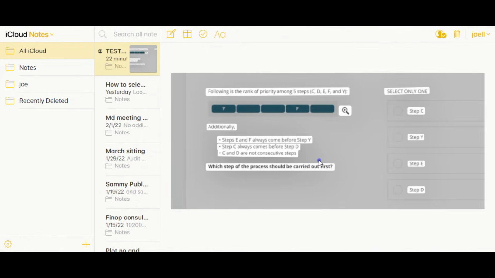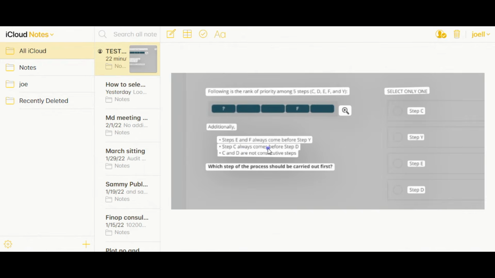So you try to arrange those. Let's just go through it. The following is the rank of priority among 5 steps: C, D, E, F, and Y. Here we have a question mark. We want to find this, and here we have F. Additionally, they're saying step E and F always come before step Y.